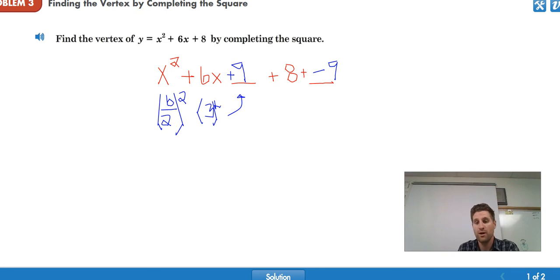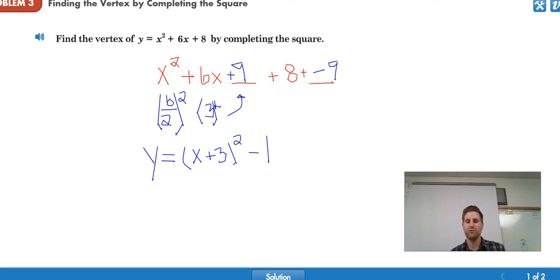And then this right here we can turn into a squared binomial. What two numbers multiply to 9 but add to 6? That's going to be 3 and 3. So (x plus 3) squared, and over here is going to be negative 1, equals y. So this is our vertex form. From here we can pull the vertex out extremely quickly. This is x minus h, so I'm going to take the opposite of what I see, which is negative 3, and then this is what we see exactly, negative 1. And there we go, there's our vertex.